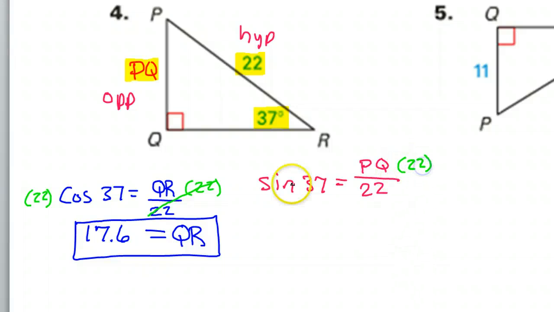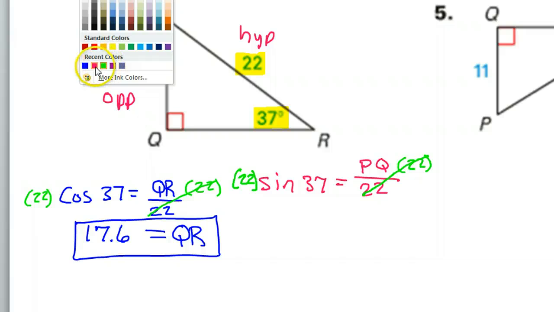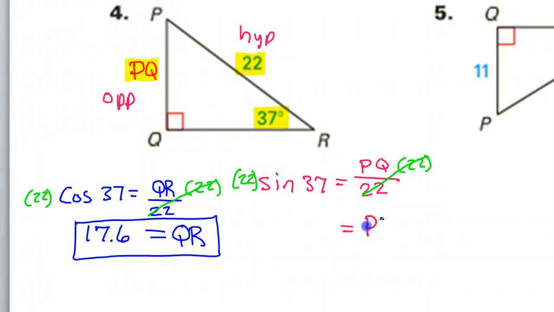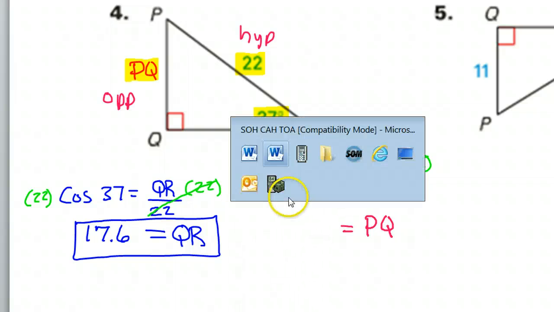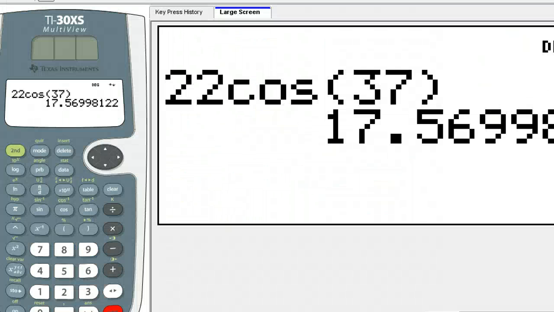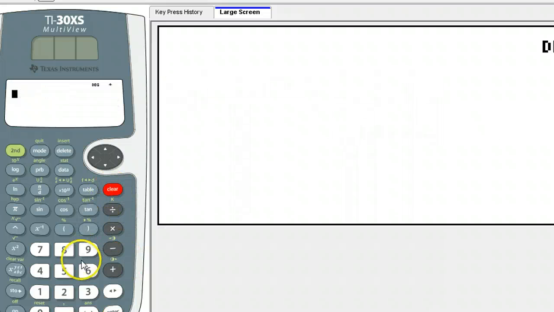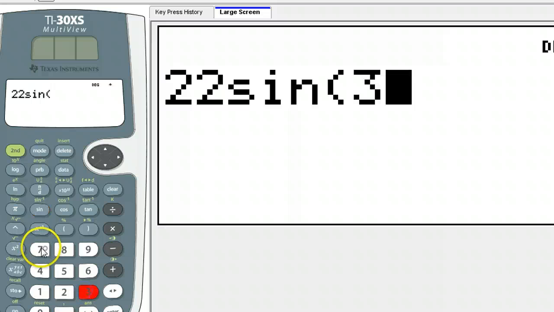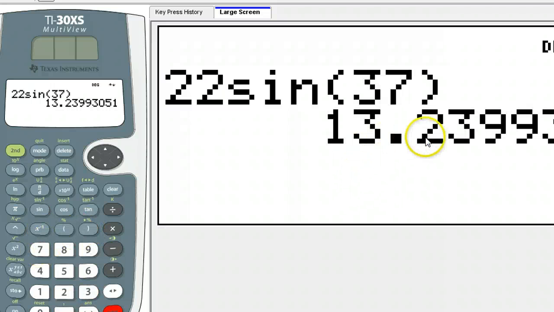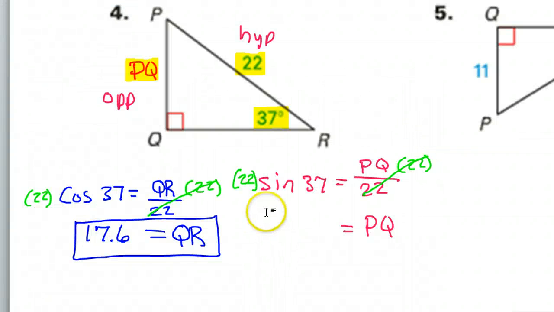This is really the same thing as the previous problem, so I will multiply both sides by 22. These 22s will cancel out. That's going to give me PQ is equal to 22 sine 37. I'm just going to put this in my calculator. So that's going to be 13.2.